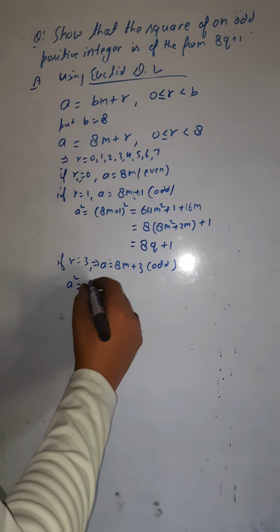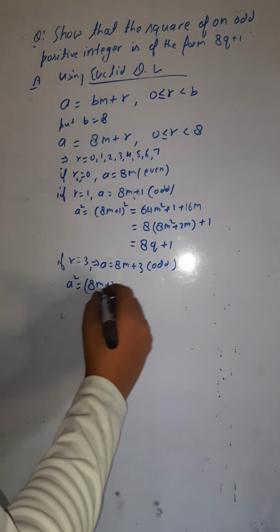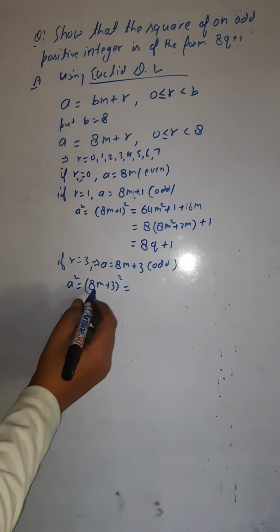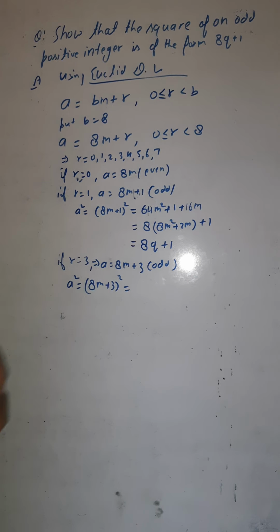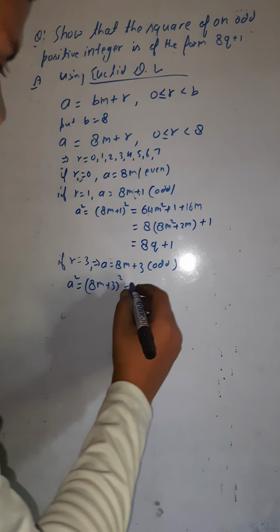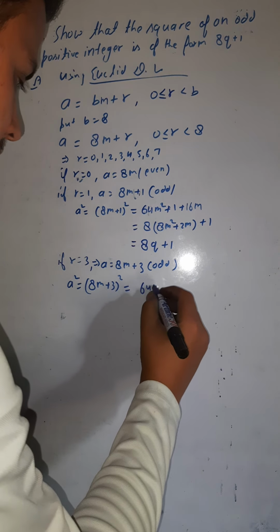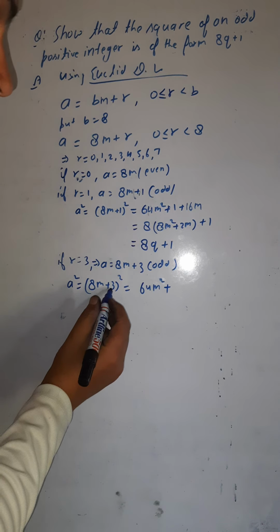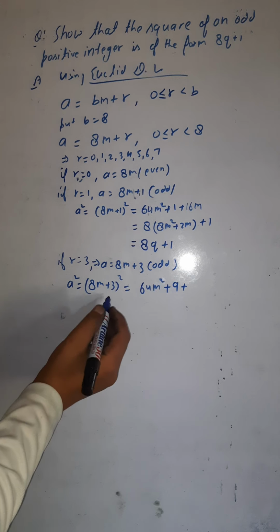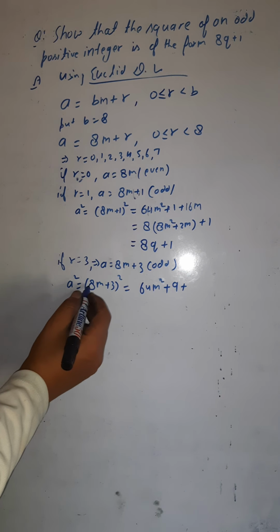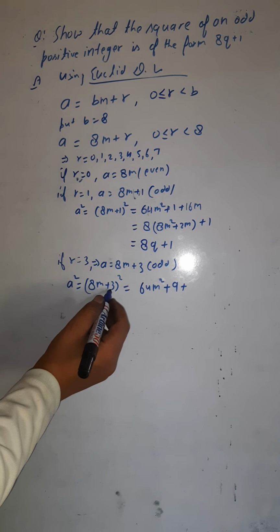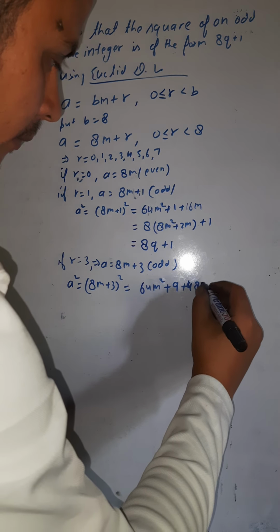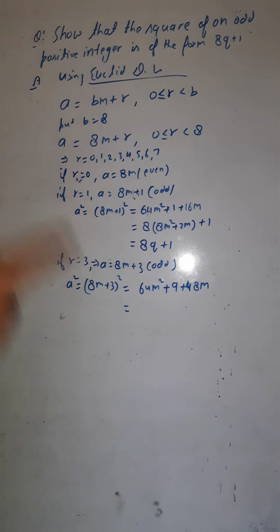a square would be (8m plus 3) whole square. Okay. Now let's see. Open it: a square plus b square plus 2ab. Okay. So it would be a square, that is 64m square, plus square of b, the square of 3 would be 9, plus 2ab. 2ab is 2 times 8 times 3, that is 48m. Are you getting this? Getting this?